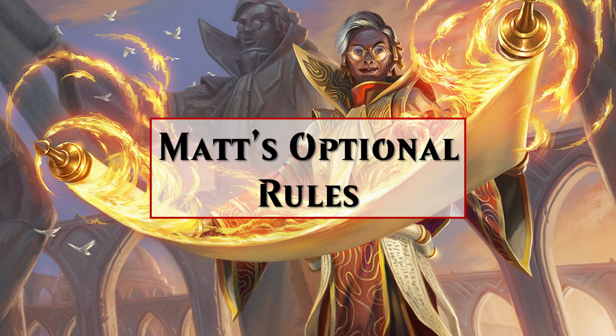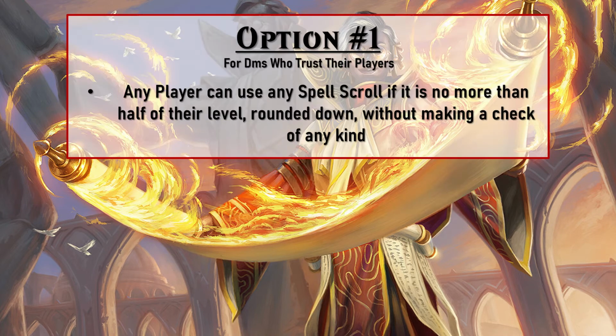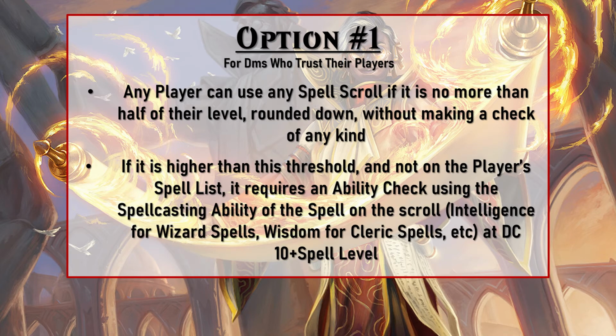The rules here go as follows. Any player can use any scroll of a spell level no higher than half of their character level, rounded down, without a check. If the spell is higher level and not on the character's spell list, the character must make an ability check using the spellcasting ability of the spell on the scroll, the DC equal to 10 plus the spell level, like the basic rules.